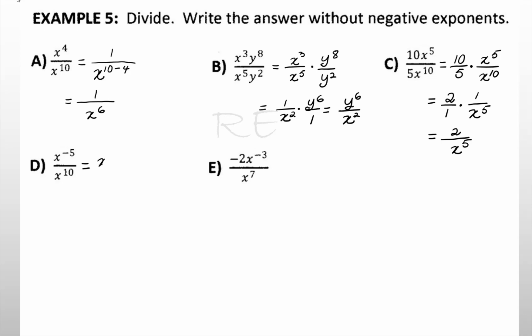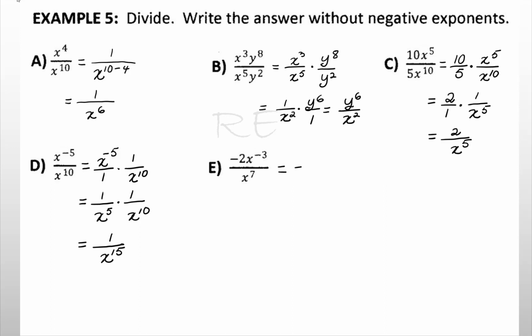x to the negative 5 is not where it's supposed to be, so we will have to displace it. Now our answer will be 1 over x to the fifth times 1 over x to the 10th, and x to the fifth times x to the 10th will be x to the 15th. Final answer is 1 over x to the 15th.